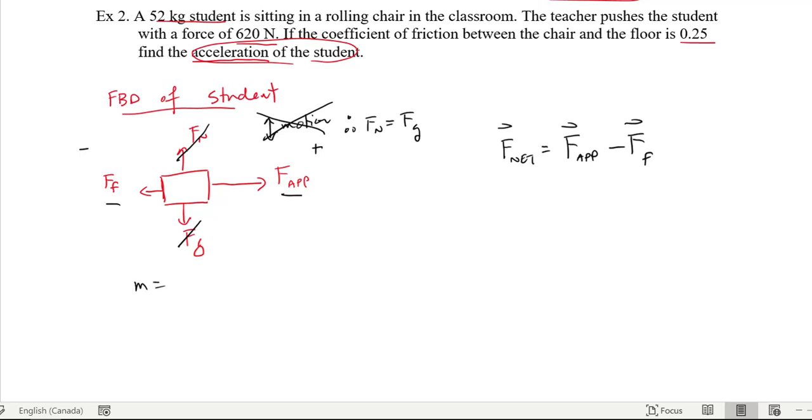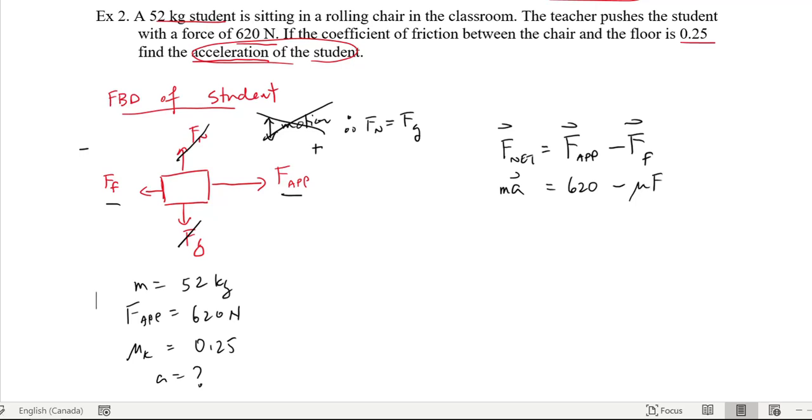All right, so let's figure out what we know. So we know mass, that's 52 kilograms. We know that the force applied is 620 newtons. We know the kinetic coefficient of friction is 0.25, and we're looking for acceleration. So let's plug stuff in and see what we have. Well, F net is equal to ma, F applied is 620, and the force of friction is equal to mu Fn.